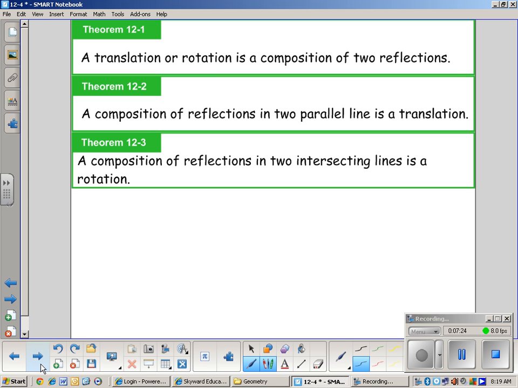Copy these down. A little bit of this is review. The translation or rotation is a composition of two reflections. The second one is: a composition of reflections in two parallel lines is a translation. I don't like the word "in" there, but I guess that's what they use. I would have worded this as a composition of reflections over two parallel lines. And this one says a composition of reflections in two intersecting lines is a rotation.